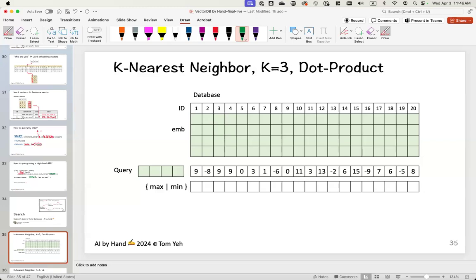So how would you do that? First, you have to decide for the dot product again: do we want max? Do we want mean?